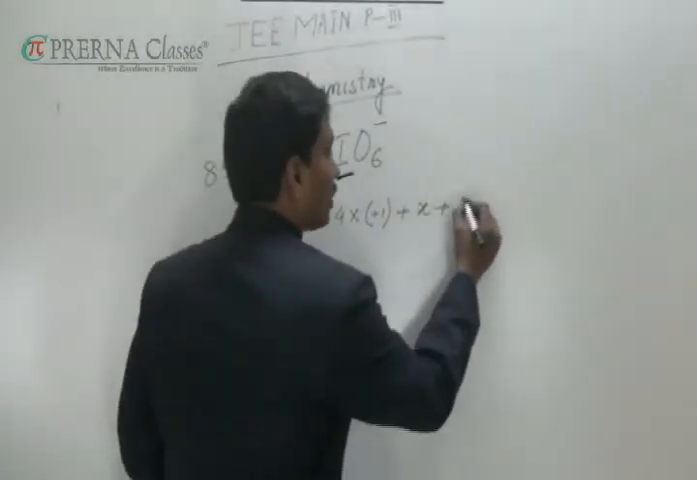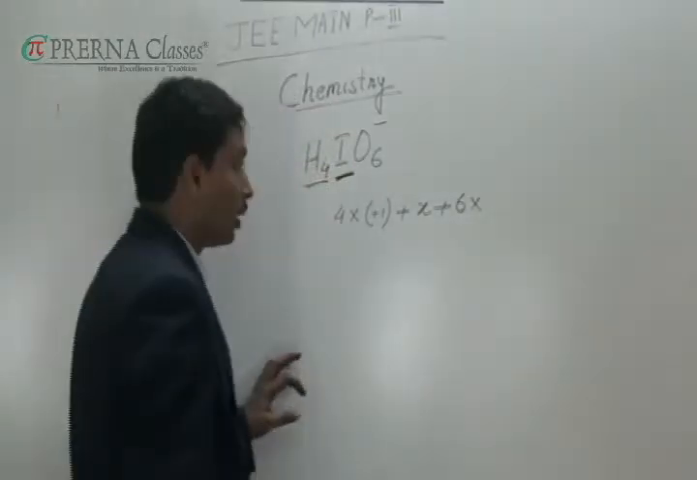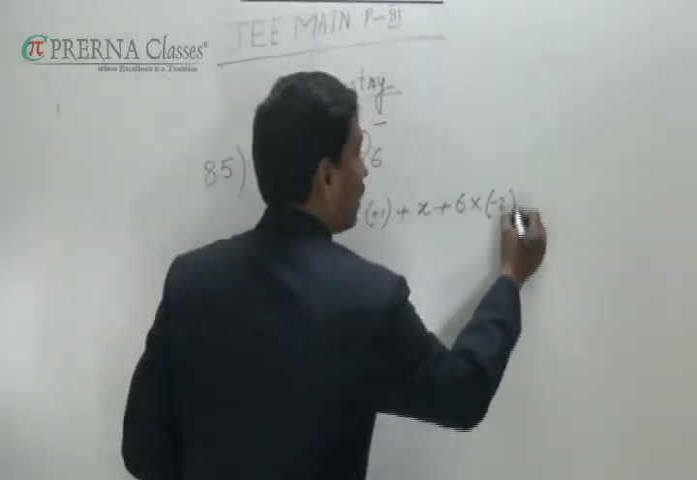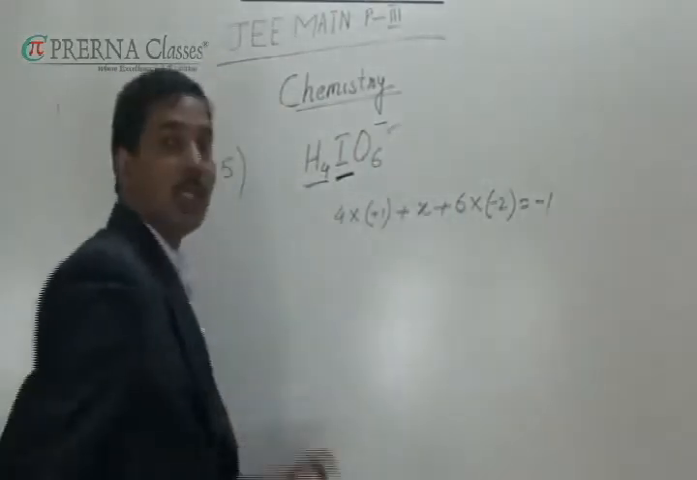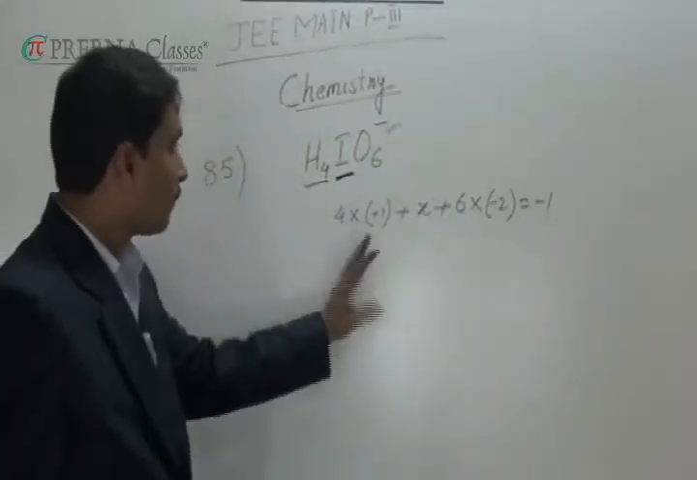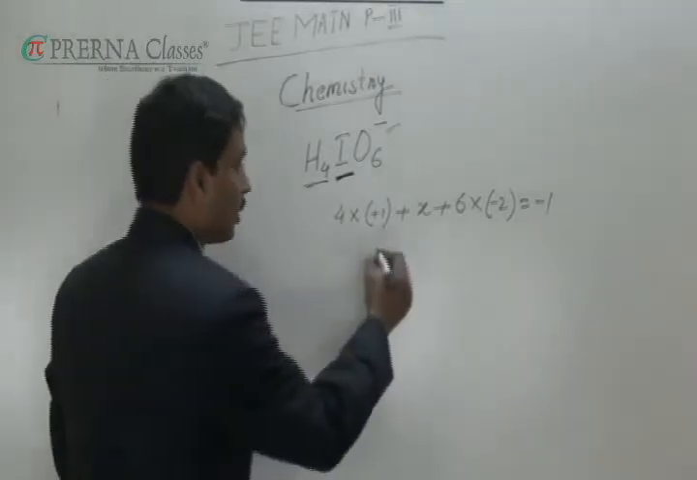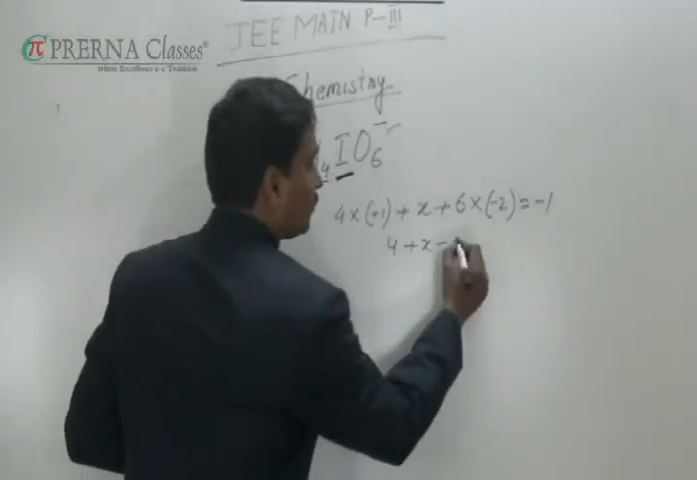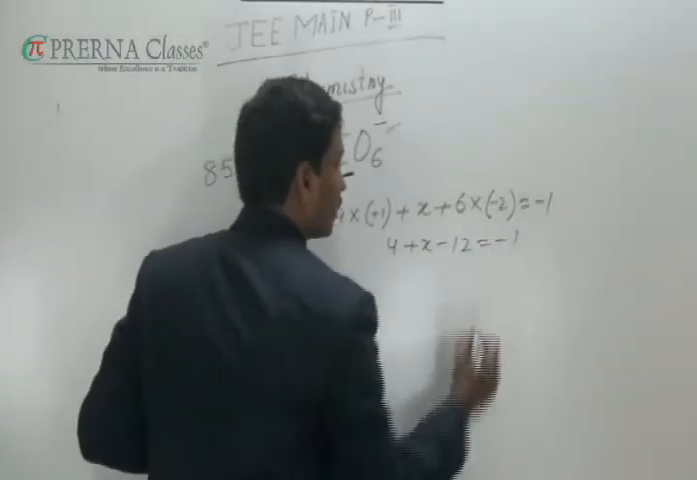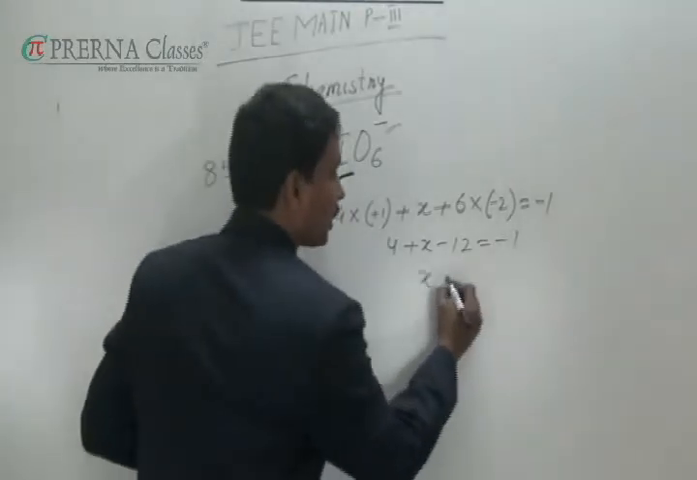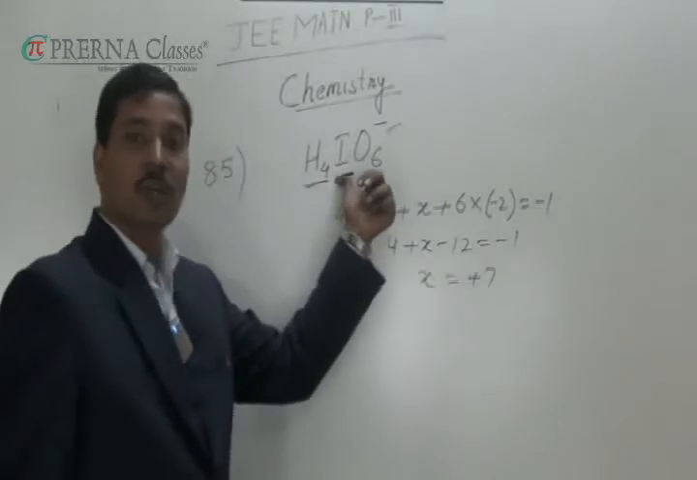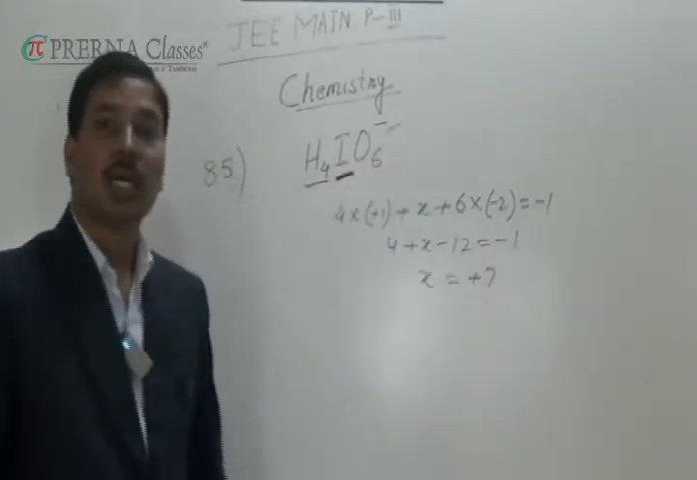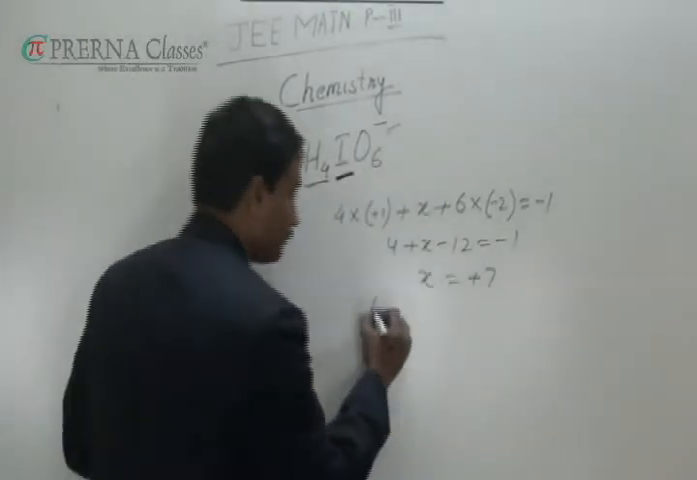Oxygen is -2, therefore we can write 6 into -2, and that is equal to the net charge, -1. Therefore we can find X. It is 4 plus X minus 12 equals -1. Therefore X is equal to +7. That means the oxidation state of iodine is +7. Therefore the answer is option A.